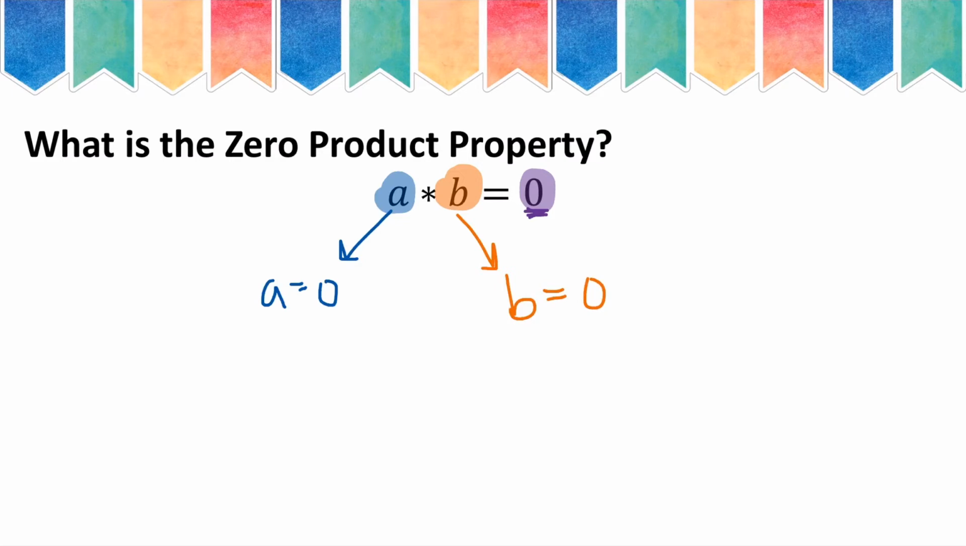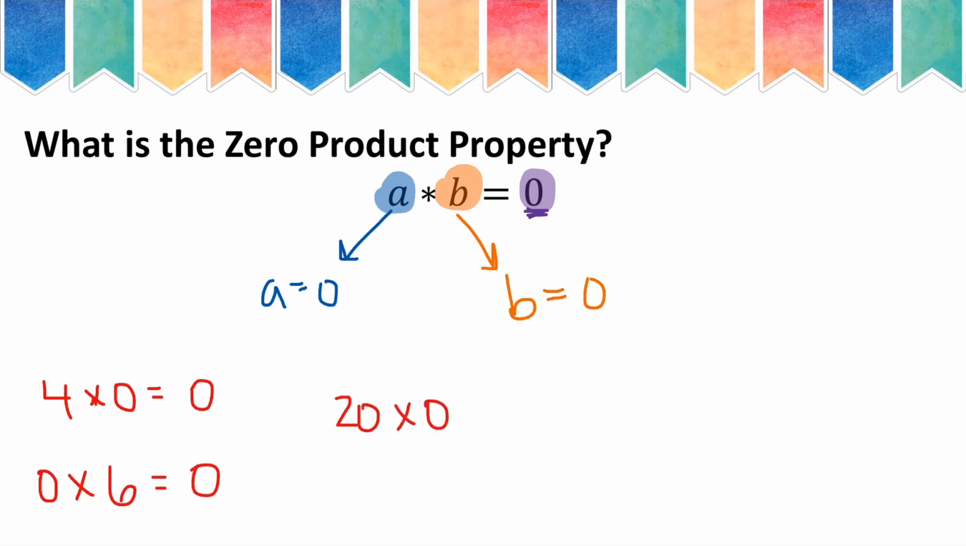For example, if I take 4 times 0, that always makes 0. Or if I take 0 times 6, that also makes 0. Or 20 times 0, yeah, that makes 0. We always have at least one number that is 0 in order for something to equal 0. So that's what the zero product property tells me: if I have two things being multiplied together that make 0, one or both of those things have to equal 0 themselves. So let's see what this looks like in a problem.